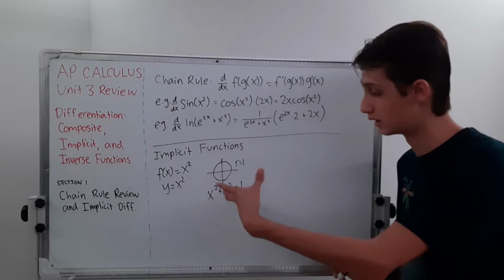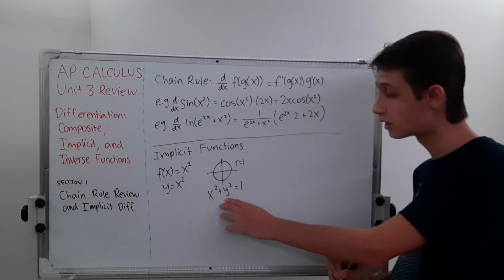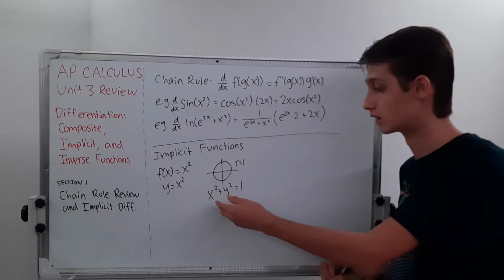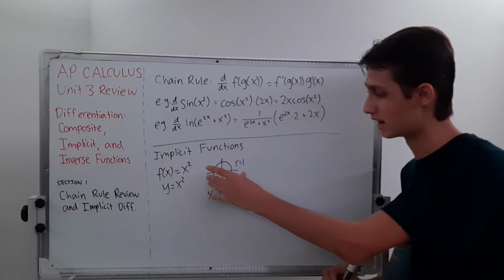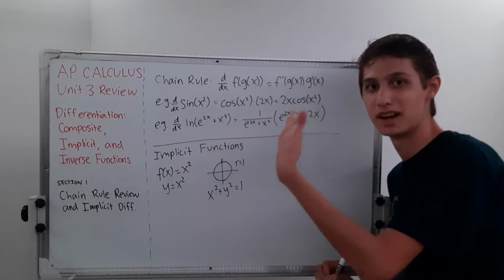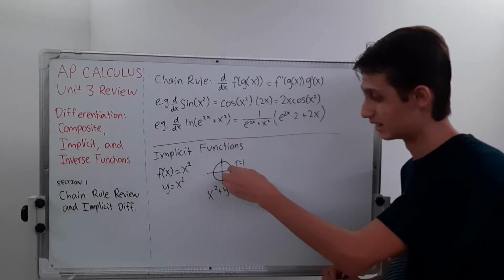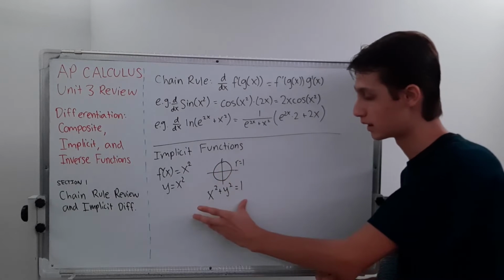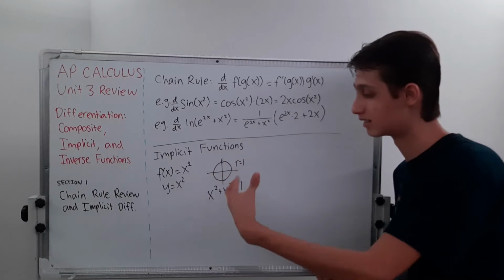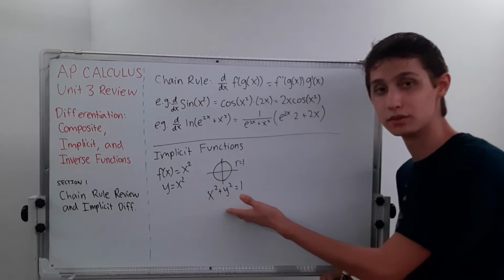This is what we call an implicit function. We can turn it into a function where it's y equals something, but then that would kind of be problematic because then it's a function, it has to pass the vertical line test, and then we'd have to choose whether we want the top half or the bottom half. This way, it doesn't matter because it's not necessarily a function, it's just an implicit function.